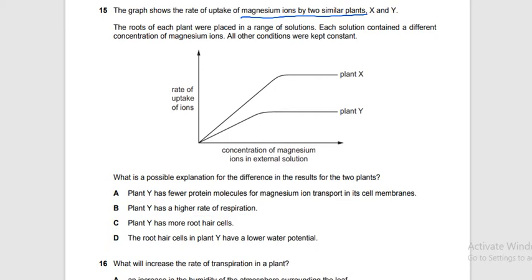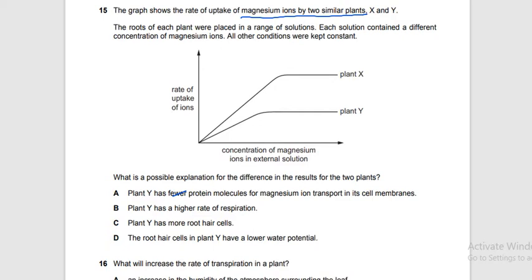And we have plant Y has higher rate of respiration. No, there's no relationship between respiration and absorption of magnesium ion. Remember, magnesium is used to make chlorophyll, so it's more related to photosynthesis. Plant Y has more root hair cells. Remember, the question says they're both similar.